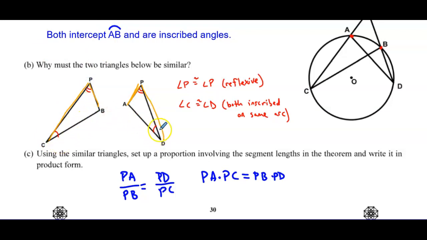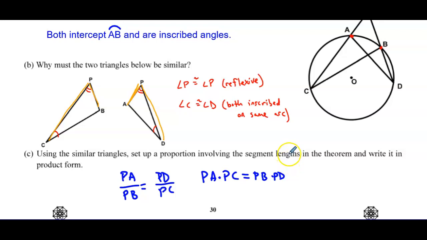I don't care about AD. We're going to write a proportion with just those parts. So PC is between angles, the single and double arc angles here. PD is also between the single and double arc angles. So if I put the right triangle over the left one, PD over PC. Smaller segments, they go over each other as well in the same order. Cross product, I get the product exactly as I wanted it.